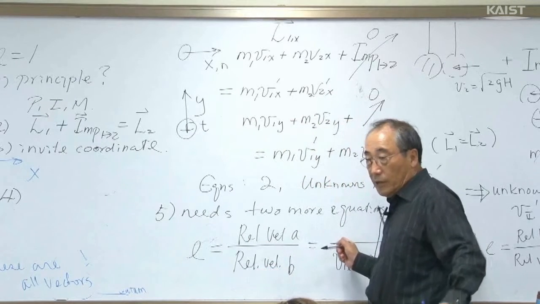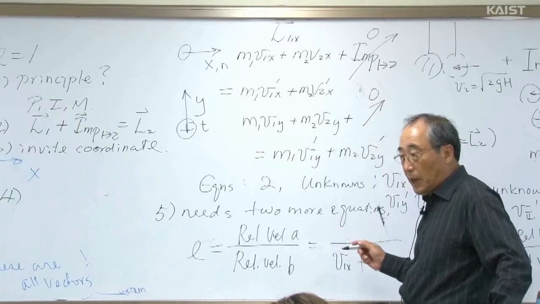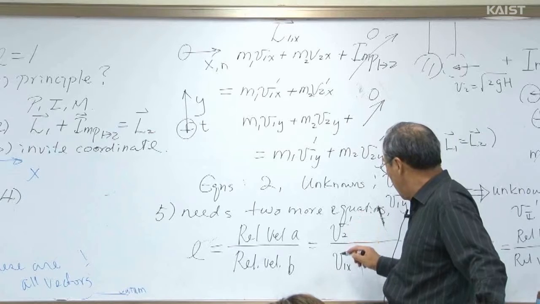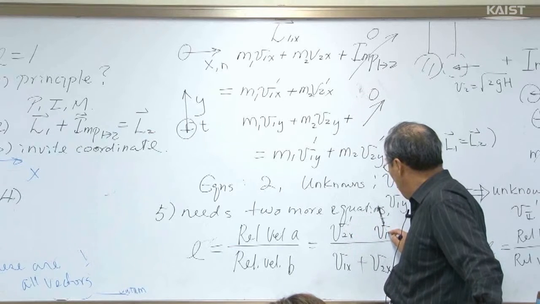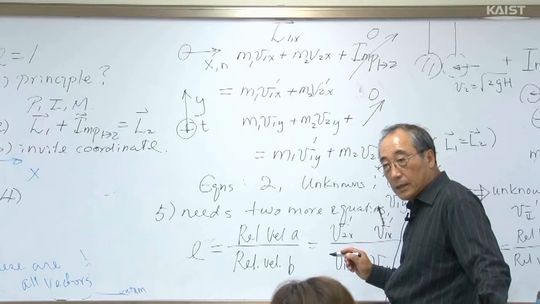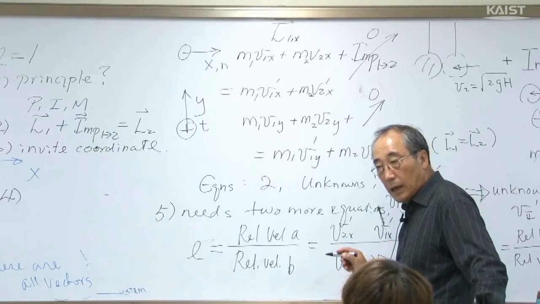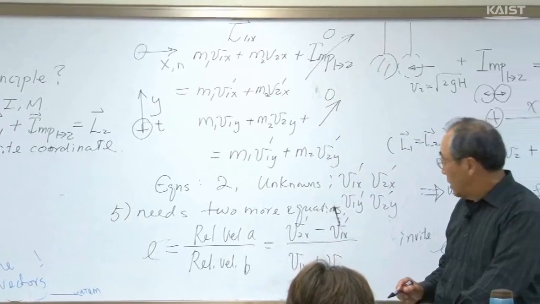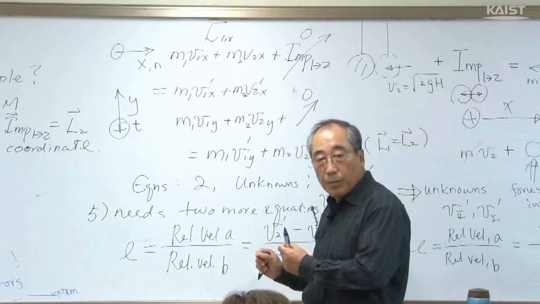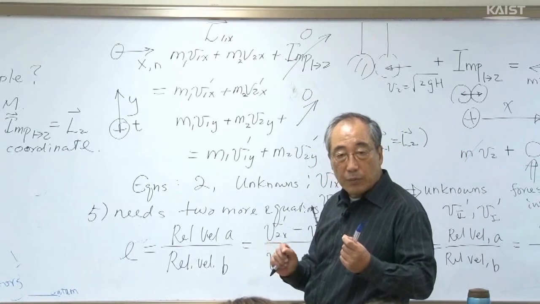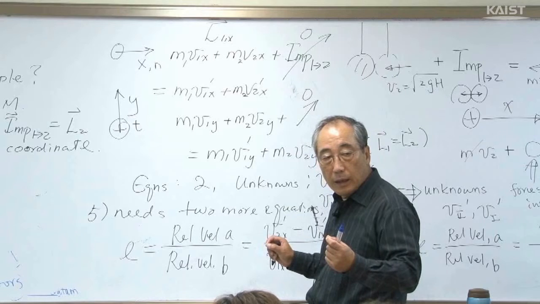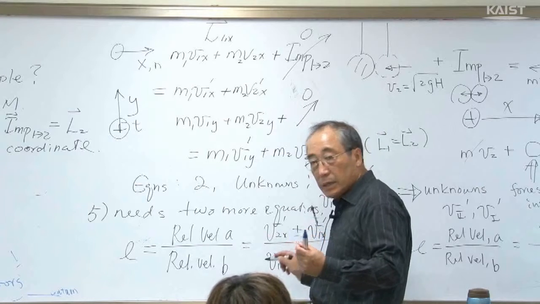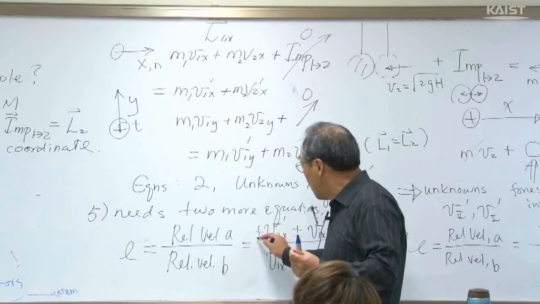And what about the relative velocity after impact? Then I say V2 prime x and V1 prime x. Okay? And I put a minus sign over here. V1 prime x goes this way and V2 prime goes that way. Which one is correct? It should be plus or minus.